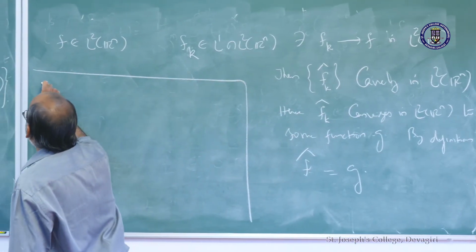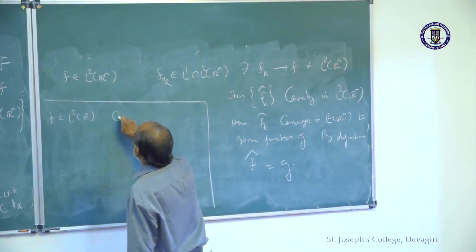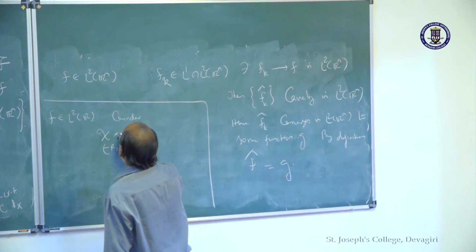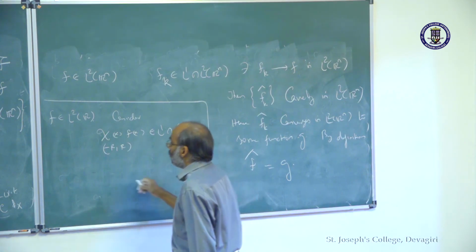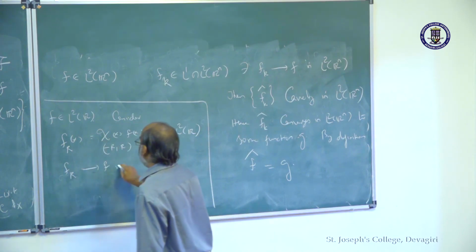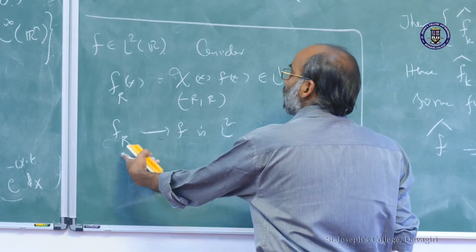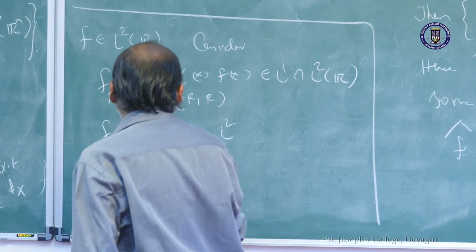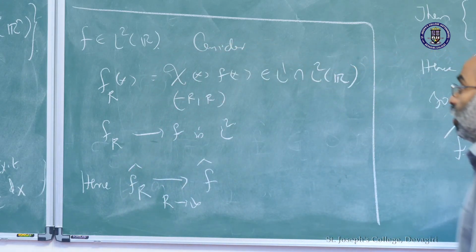As an example you can take these functions. So F is in L2 of, let us say, R. Consider chi of minus R to R times F of x. This would be in L1 intersection L2 of R, and let us call this F sub R. F sub R will converge to F in L2. Those are all basic measure theoretic assertions, and so if I take the Fourier transform of this, F_R hat will converge to F hat as R goes to infinity.